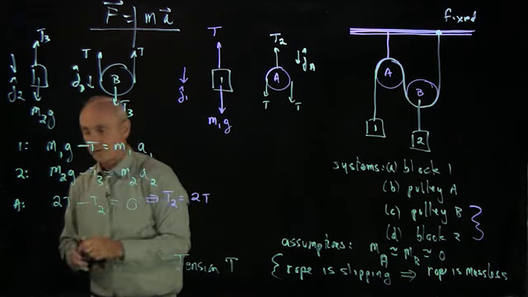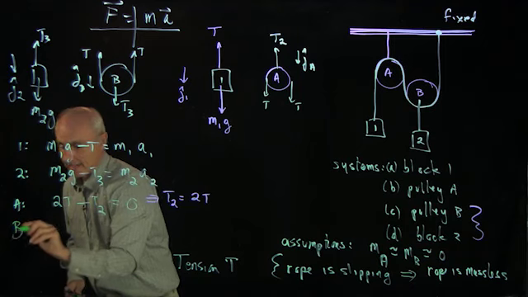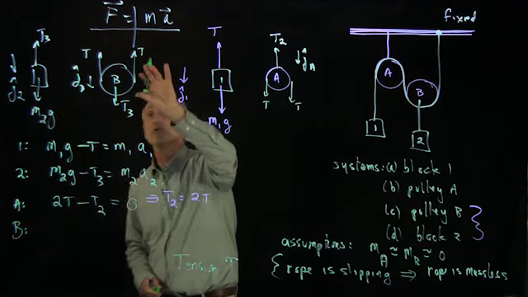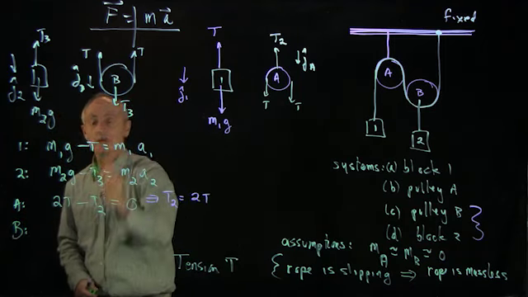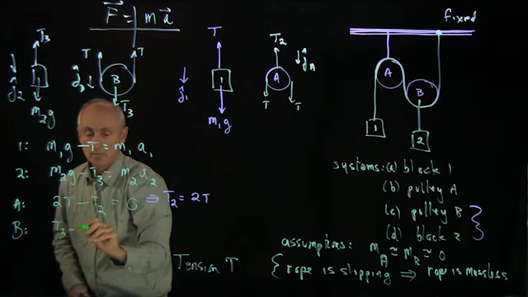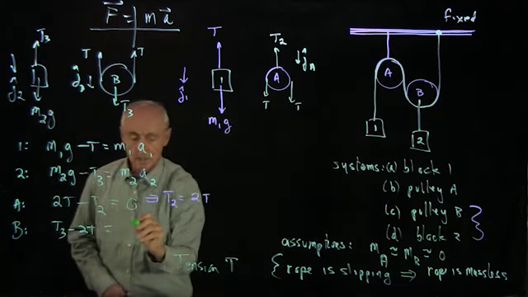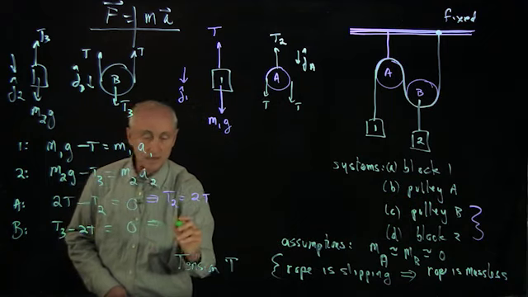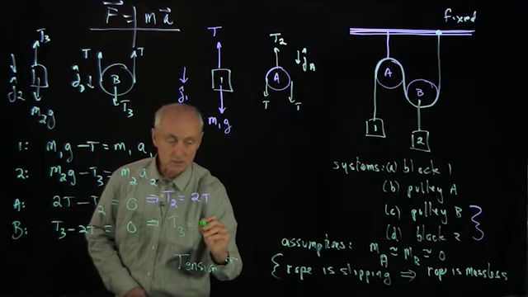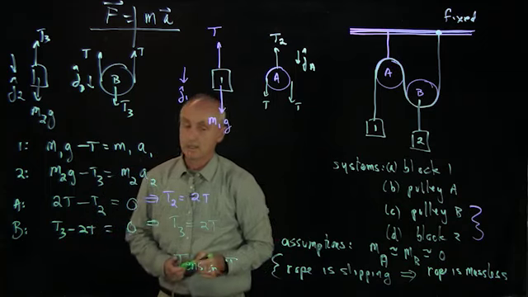And finally, we have B. What are the forces on B? We have T3 minus 2T. And again, pulley B is massless, so this is 0. And so we see that T3 is equal to 2T.